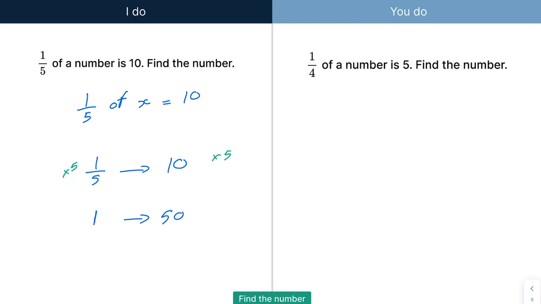So we know the answer is 50, and we can test that, because if you put this value in there, is 1/5 of 50 10? Yes, because 50 divided by 5 would give you 10. Okay, so all we've done is got rid of the fraction and turned it into a 1.